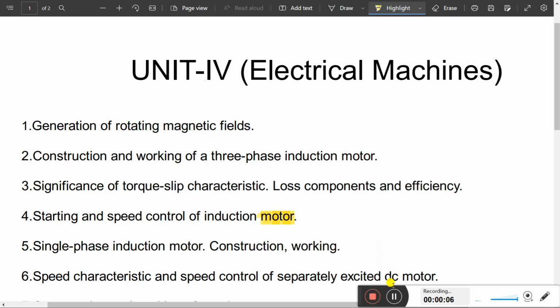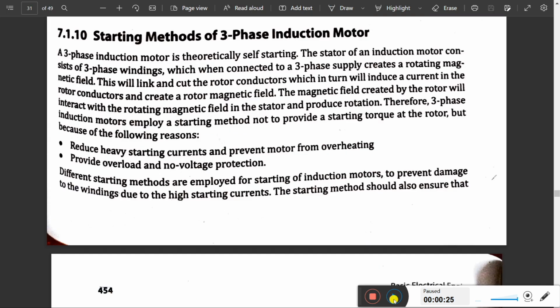Today we will discuss from the fourth unit. The topic name is starting and speed control of induction motor. How we will start the induction motor and what are the speed control methods. We will go through these two topics today.